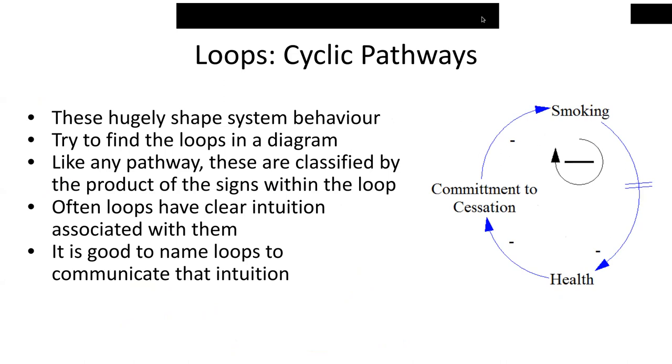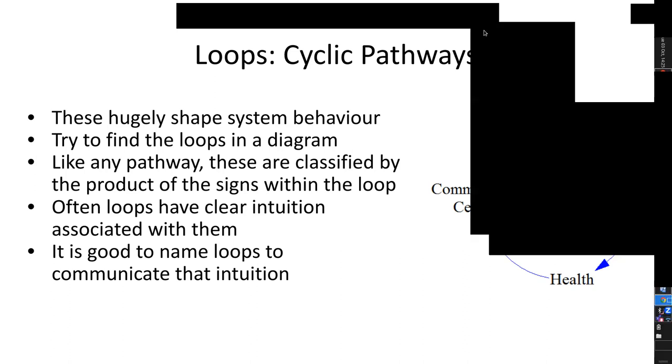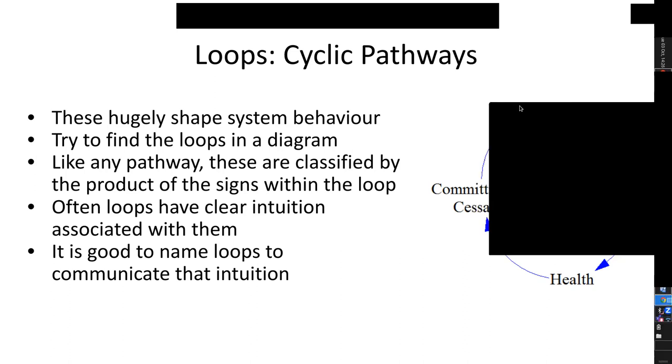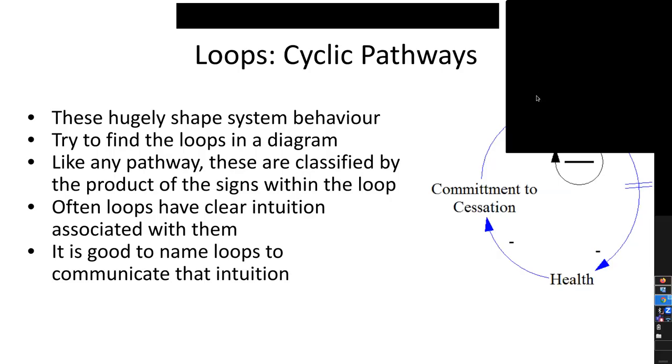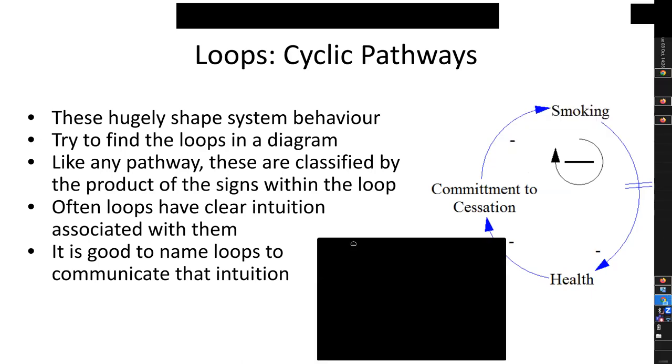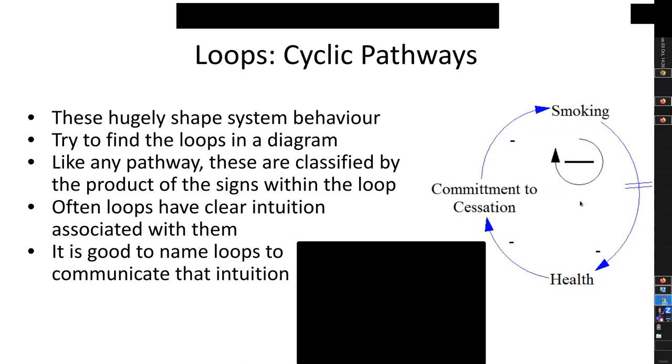Pathways have stories associated with them. They have a kind of commonsensical notation. Causal loops. These loops have stories. These feedbacks have stories. What's the story associated with this loop? Can anyone say? Let's get it out of the way. What's the story associated with this loop?